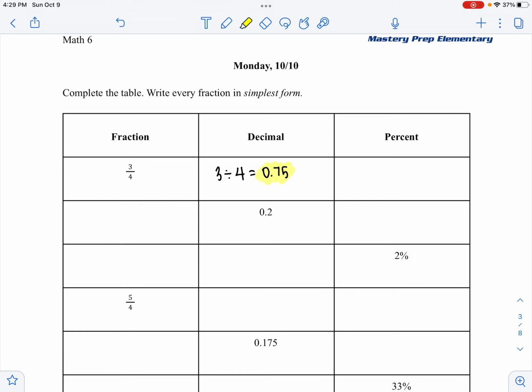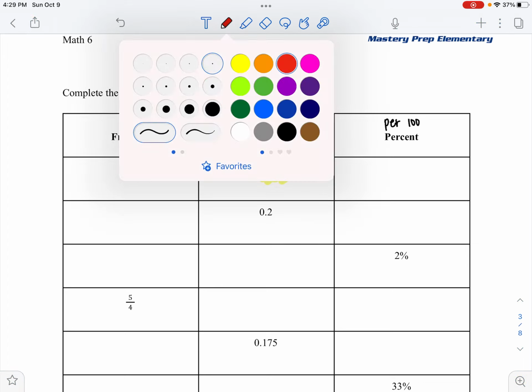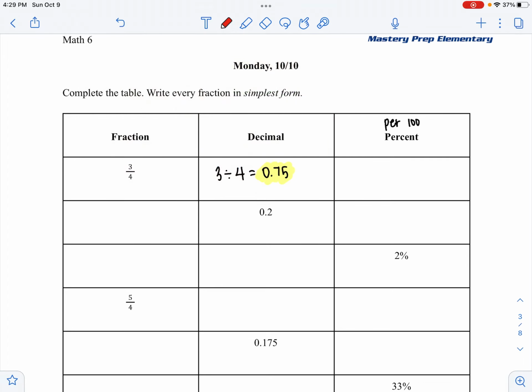Now, converting decimals to percents is simply a matter of place value. Percent literally means per 100. So if you think of your decimal in terms of money, I have 75 out of 100 cents. Another way to think of this is that you're multiplying your decimal times 100 or moving it 2 spaces to the right in order to write the decimal as a percent. 0.75 times 100 is equal to 75 or 75%.